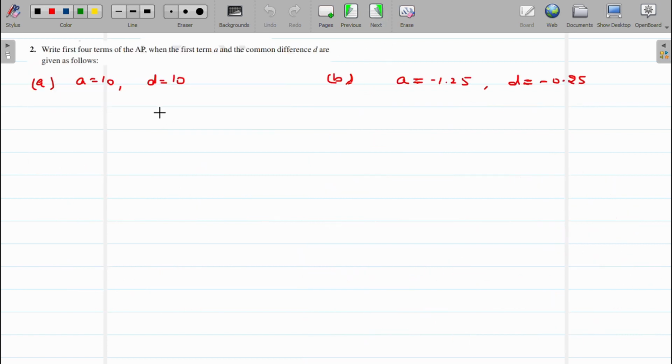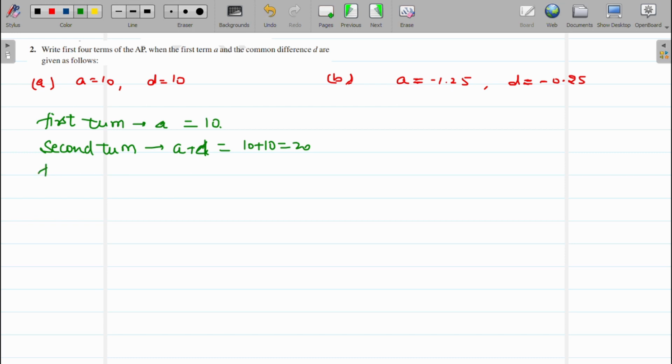The next kind of question we get is: write the first four terms of the AP when the first term A and the common difference D are given. So we already have A and D given to us. Clearly my first term is A. Here A is equal to 10. The second term you will get by adding 10 to this one, so it should be A plus D. That will be 10 plus 10, that is 20.